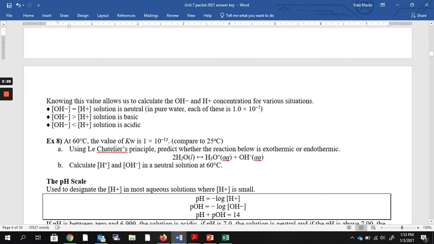If they are equal to each other, we know that that substance is neutral. So in pure water, each of those is equal to 1 times 10 to the negative 7. That multiplies out to give us that 1 times 10 to the negative 14. If my hydroxide ion concentration is larger, then that solution is basic. If the hydroxide ion concentration is smaller than the H plus concentration, then that solution is acidic.